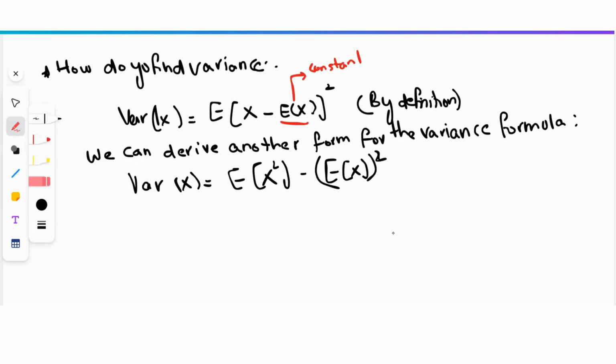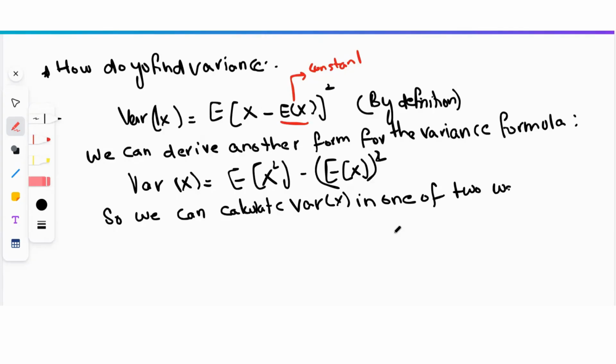Now, the derivation is in another video. So now we can calculate variance in one of two ways. We can calculate variance of x in one of two equivalent ways, and they are equivalent because the second form is derived from the first form, right? So you can use either way.